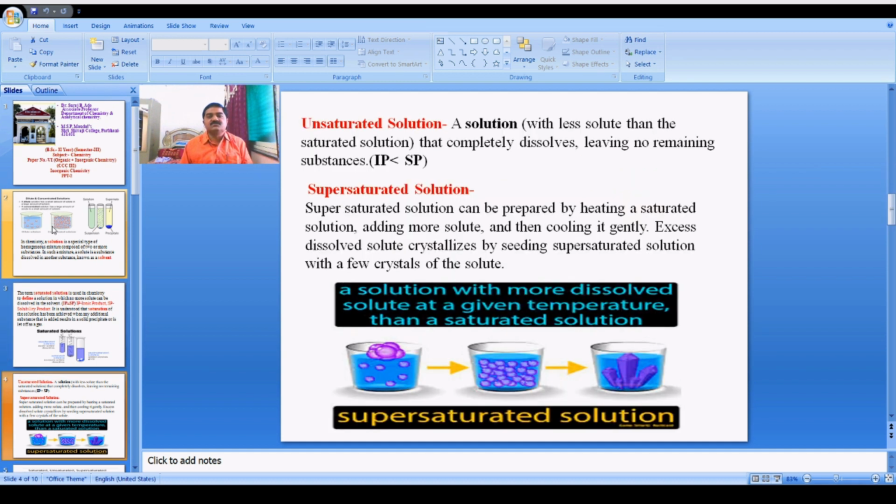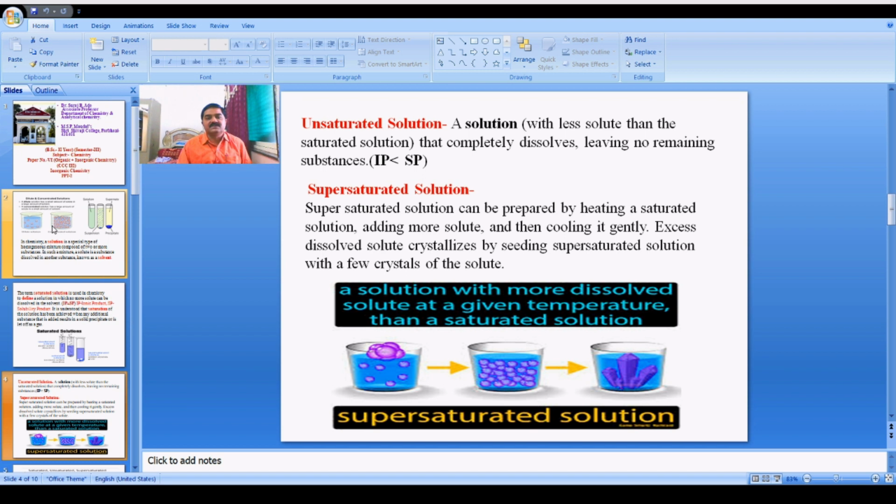Second one, unsaturated solution. It is a solution with less solute than the saturated solution. That means a lesser quantity of solute is used in an unsaturated solution, and it can completely dissolve, leaving no remaining substance. Here IP is less than Sp, the ionic product is less than the solubility product. In unsaturated solution, the solubility product is greater than the ionic product.